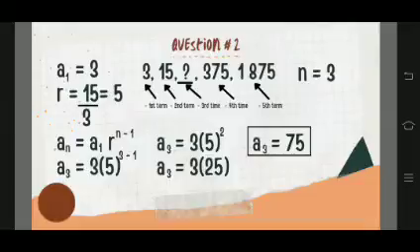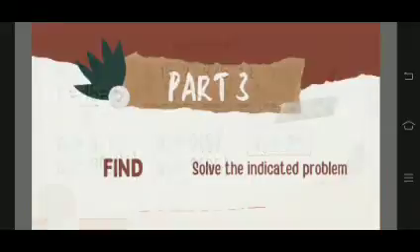Plugging in our givens, a sub 3 equals 3 multiplied by 5 raised to 3 minus 1. Simplify our exponent first because of PEMDAS. So a sub 3 equals 3 multiplied by 5 raised to 2. Then solve the problem. Since it is 5 squared, it's going to be 25. So 3 multiplied by 25 is 75. A sub 3 equals 75. Our missing third term is equal to 75.